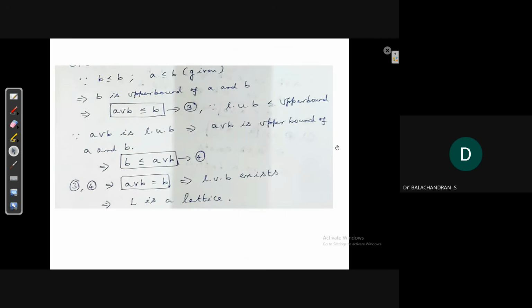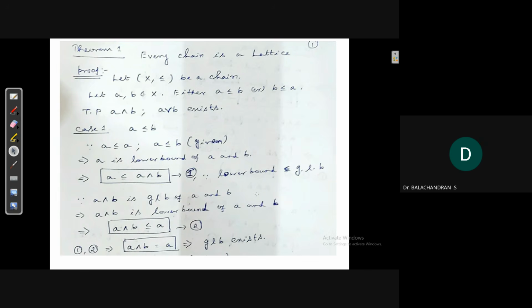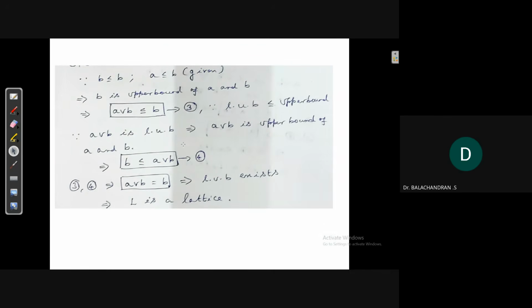Okay. So for this, since the last proof I took A less than or equal to A and A less than or equal to B. So here B less than or equal to B and A less than or equal to B is given. Now this B, the right side B, is an upper bound of this A and this B.